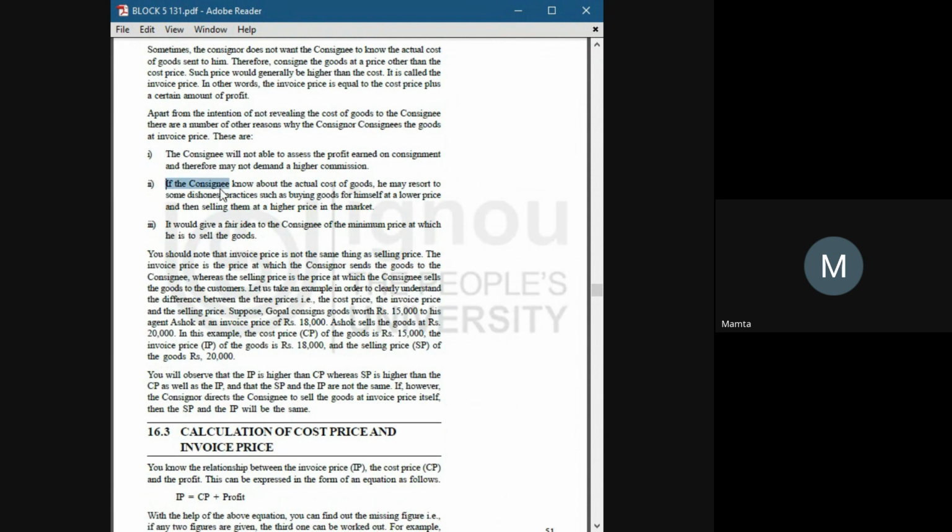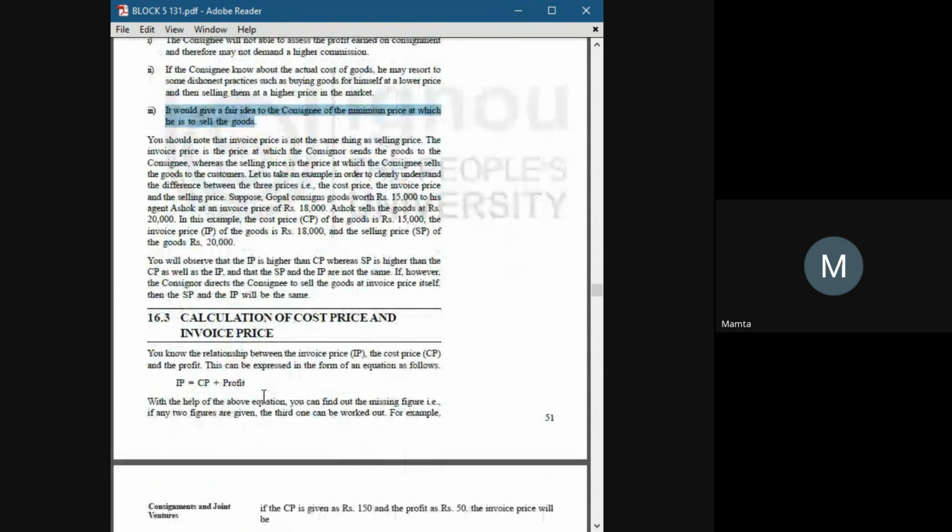If the consignee knows about the actual cost of goods, he may resort to some dishonest practice, such as buying goods for himself at a lower price and then selling them at a higher price in the market. It would give a fair idea to the consignee of the minimum price at which he is to sell the goods.